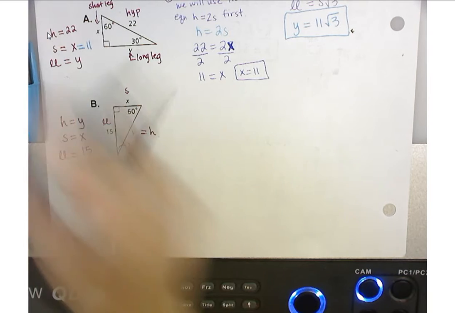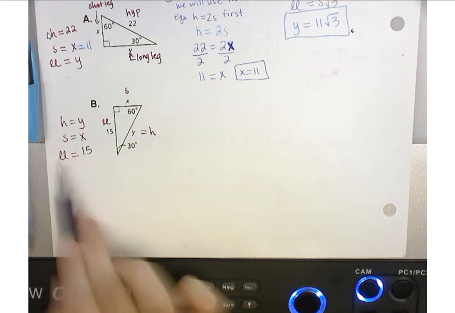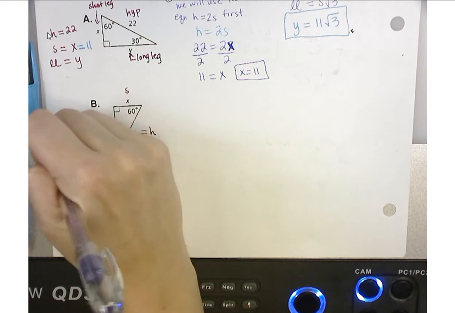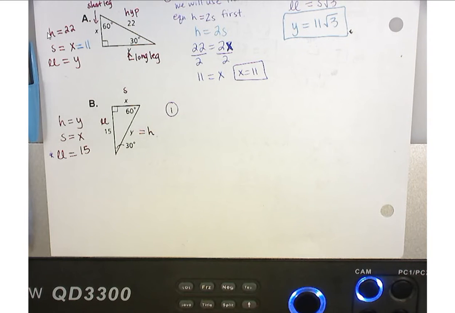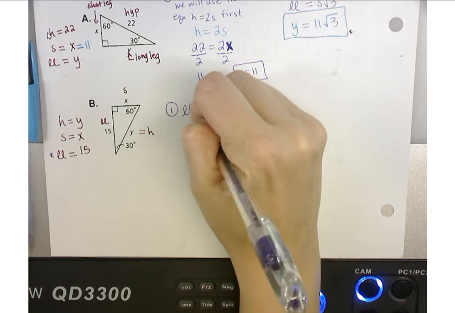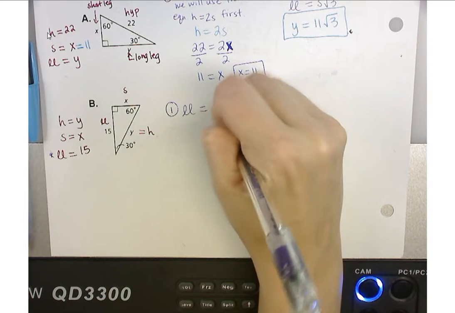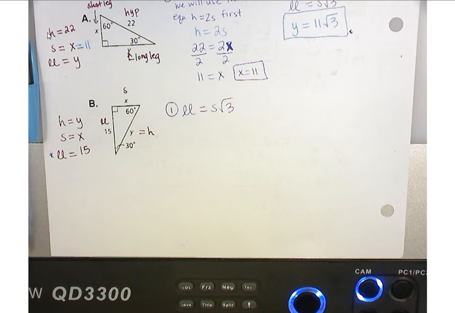The only numeric value we have is for the long leg. So that means the first equation I have to use is the one with the long leg in it. So I'm going to use the long leg equals the short leg times the square root of 3. Notice that this is different from the one we used last time, just based on what you're given.